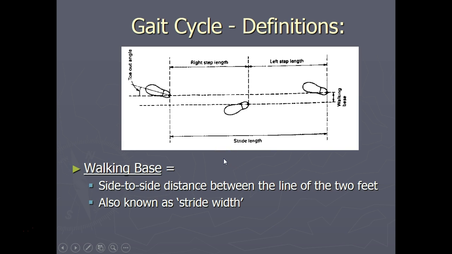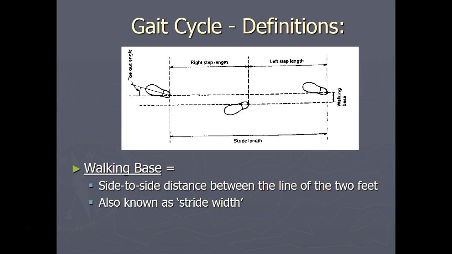Another key definition is what we call the walking base. The walking base is how wide a patient actually walks. So it's the side-by-side distance between the line of the two feet. And so this really represents the walking base, right? So I'm going to say right heel, patient's left heel, and you're looking at the width that it took to create these two steps. And females tend to have a wider stride width, and I think that makes sense, right? We have a wider pelvis, and as such, we're probably going to have a wider walking base.